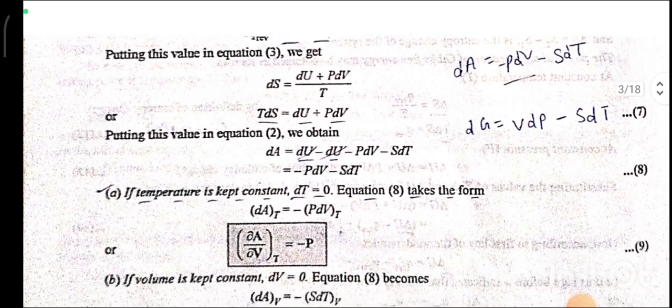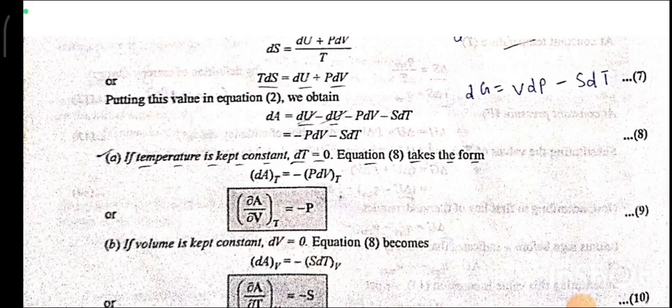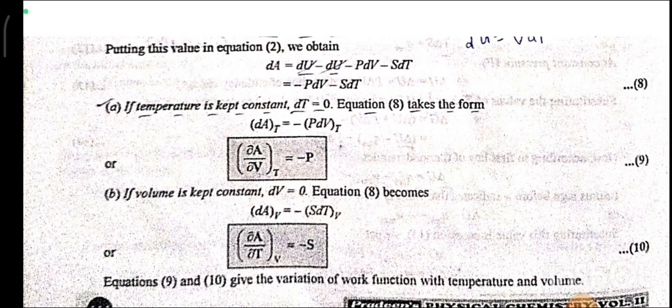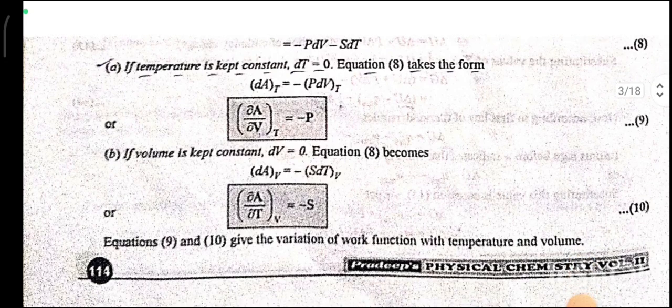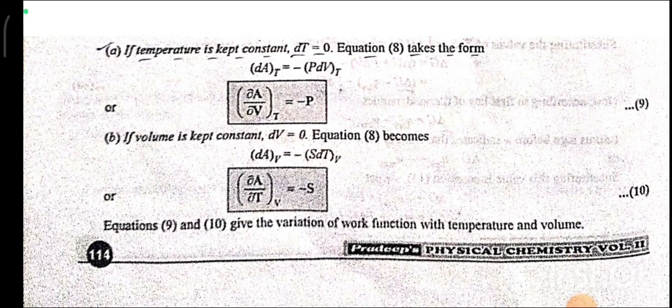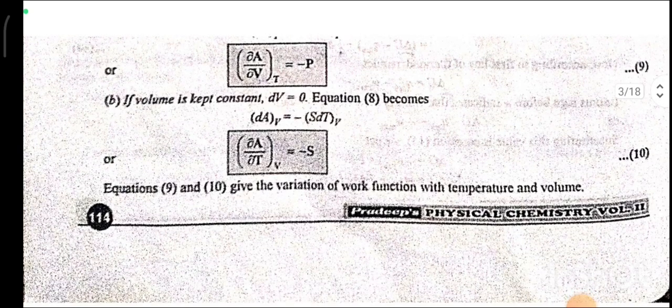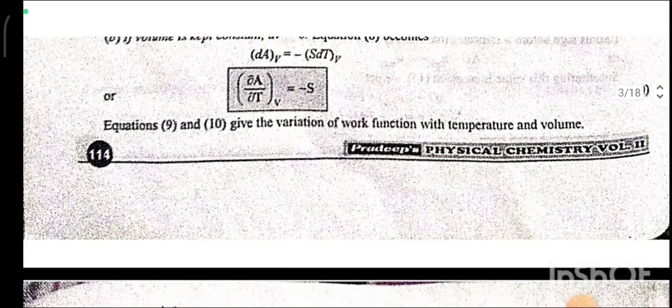If the temperature is kept constant, dT is equal to 0, then equation 8 takes the form dA at constant temperature is equal to minus P dV at constant temperature. Then del A upon del V at constant T is equal to minus P. If the volume is kept constant, dV is equal to 0, equation 8 becomes dA at constant V is equal to minus SdT at constant V. Then the equation becomes del A upon del T at constant V is equal to minus S.